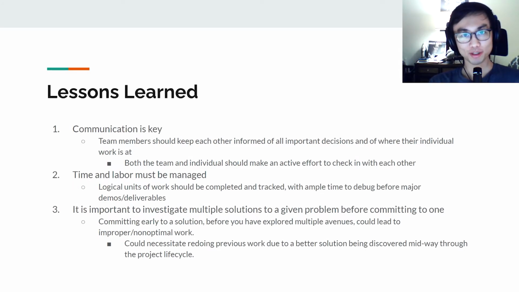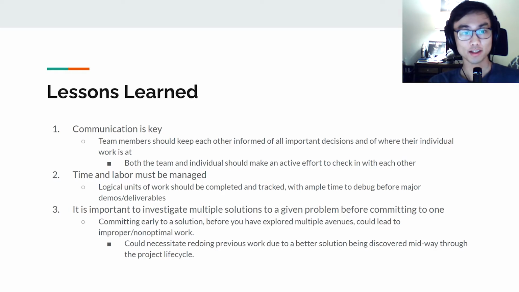Finally, over the course of our project here, we learned 3 very important lessons. The first of which is that communication is key. Team members should try to their fullest extent to keep each other informed of all the important decisions that they make, as well as of where they are along in their individual workflows. The responsibility of this falls on the shoulders of both the individuals and the teammates involved. They need to keep in touch with one another and both check in with and check in on each other.